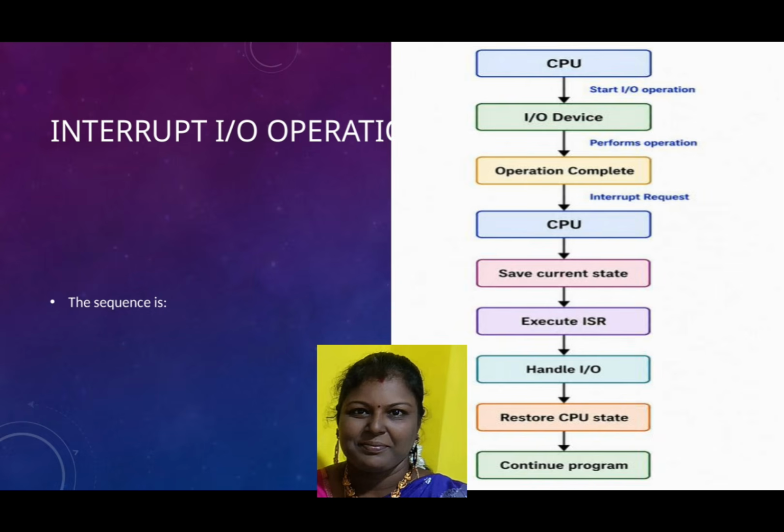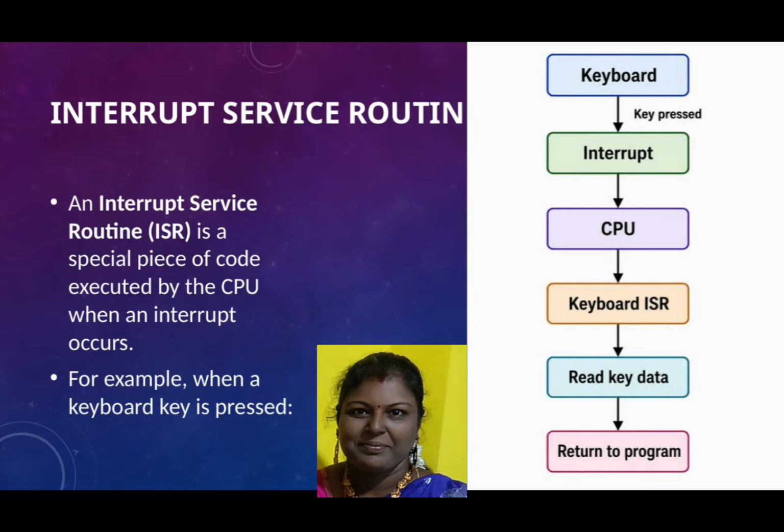An interrupt service routine, or ISR, is a special kind of code that the CPU runs whenever an interrupt happens. Think of it like an urgent message that demands immediate attention. For instance, when you press a key on the keyboard, the CPU pauses what it's doing and jumps to the ISR to handle that input quickly. This ensures the system responds in real time, keeping everything running smoothly.